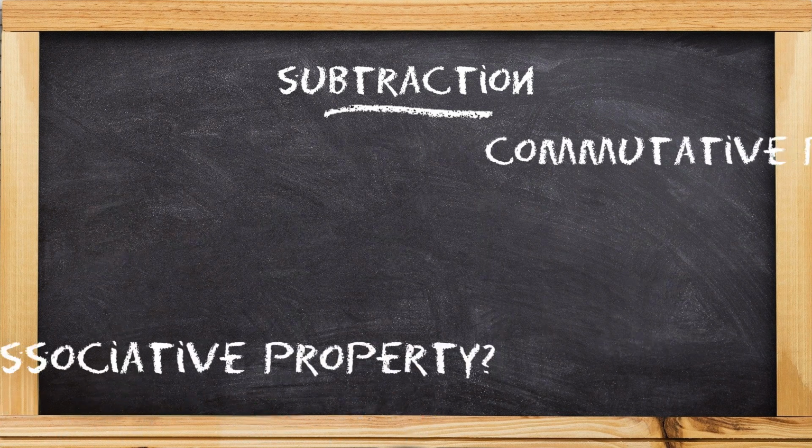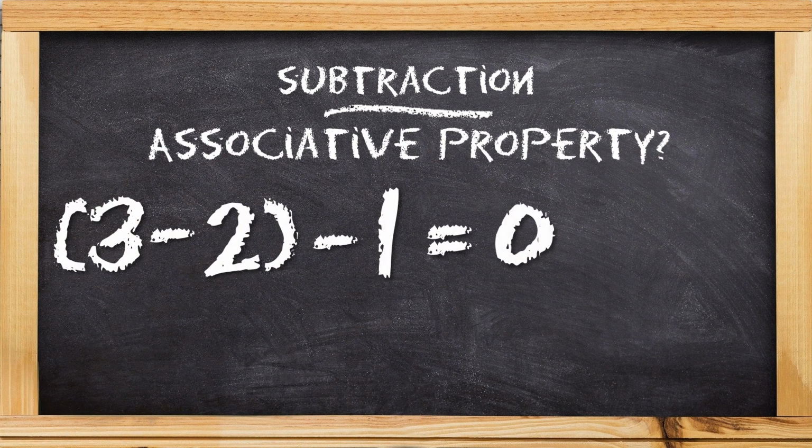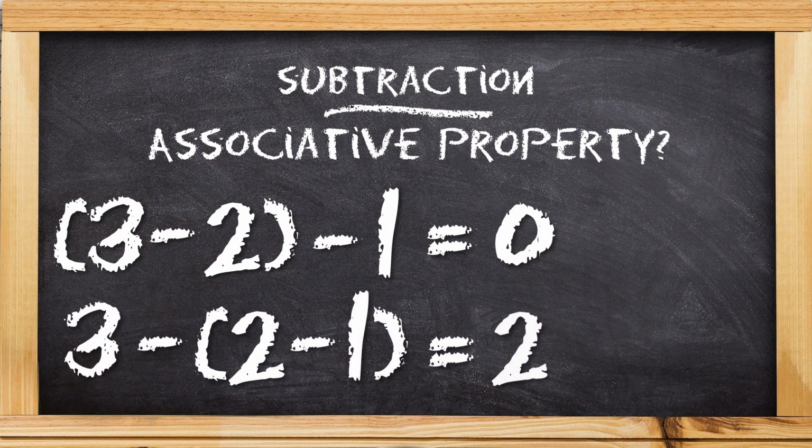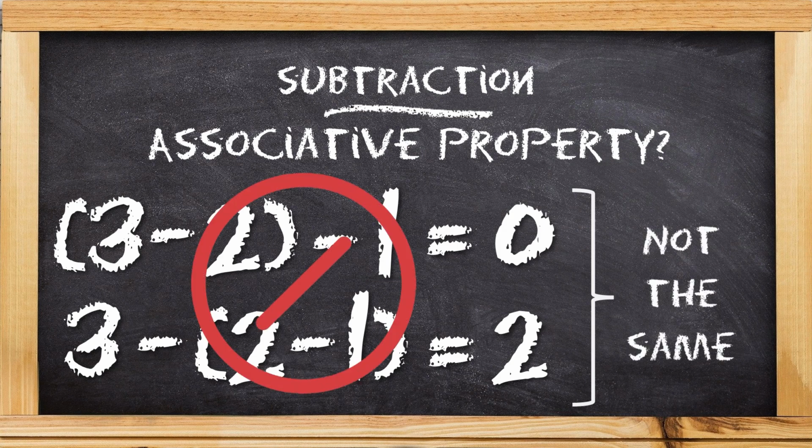What about the associative property? If we group 3 minus 2 first and then subtract 1, we get 0. But if we group 2 minus 1 first, we get 2, which is very different from 0. So, subtraction isn't associative either.